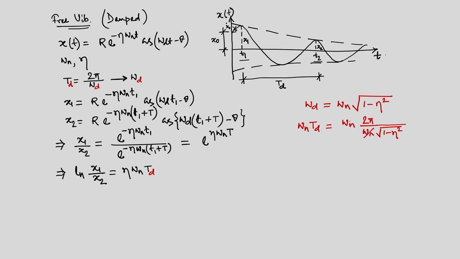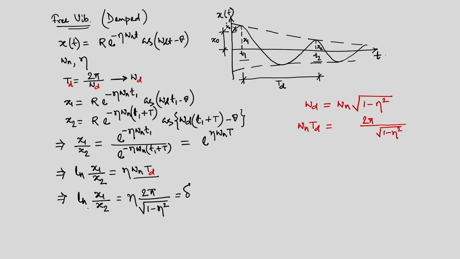So, this omega n will get cancelled. So, ultimately what we are left with is omega n times t d is equal to 2 pi by square root of 1 minus eta square. So, if we put in this expression, what we have is ln x 1 by x 2 will be equal to eta, in place of omega n times t d we have 2 pi divided by square root of 1 minus eta square. Now, on the right hand side if you notice, this is a non-dimensional constant, so we call it delta.